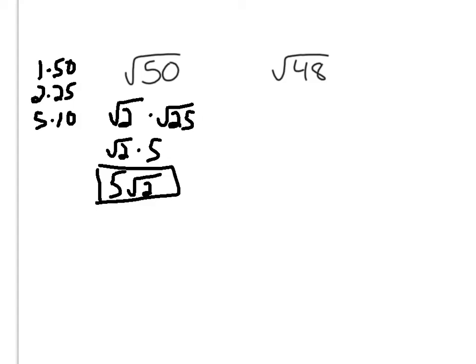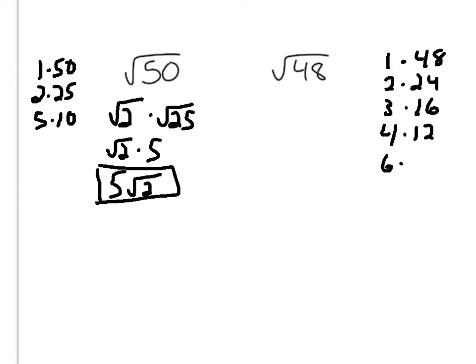And we can list factors of 48. I know 1 times 48. I know 2 times 24, and if I look at those factors, neither one of those is a perfect square. I could do 3 times 16. I could do 4 times 12 as well. I could do 6 times 8. All those factors will give me 48.